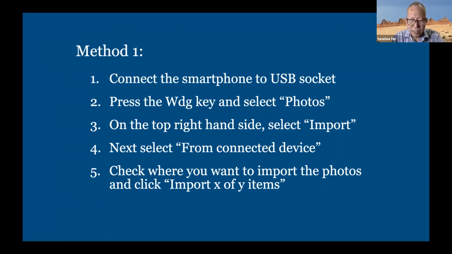And once you are in the photo app program, you can find the word import on the top right-hand corner. Click on that, and next you click on from connected device. There are two steps you need to do. So once you have done these two steps, import and from connected device, all the photos in your smartphone will display on your laptop or desktop.